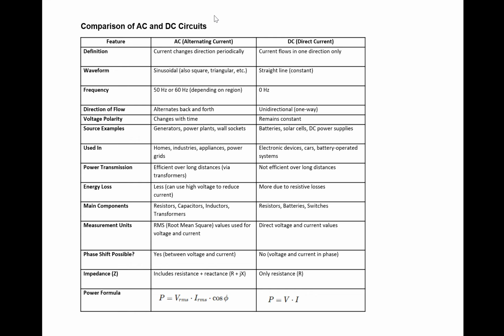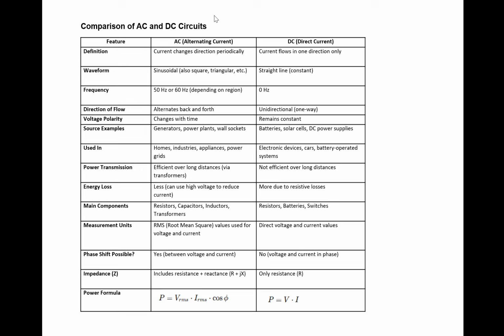Measurement units. In AC systems, voltage and current are expressed using root mean square values because their magnitudes vary continuously. In DC systems, voltage and current are measured directly since their values remain constant. Then next one is phase shift. In AC circuits, voltage and current may not reach their maximum values at the same instant because of inductive and capacitive loads. This difference is called phase shift. In an ideal DC circuit, voltage and current remain in phase, so there is no phase shift.